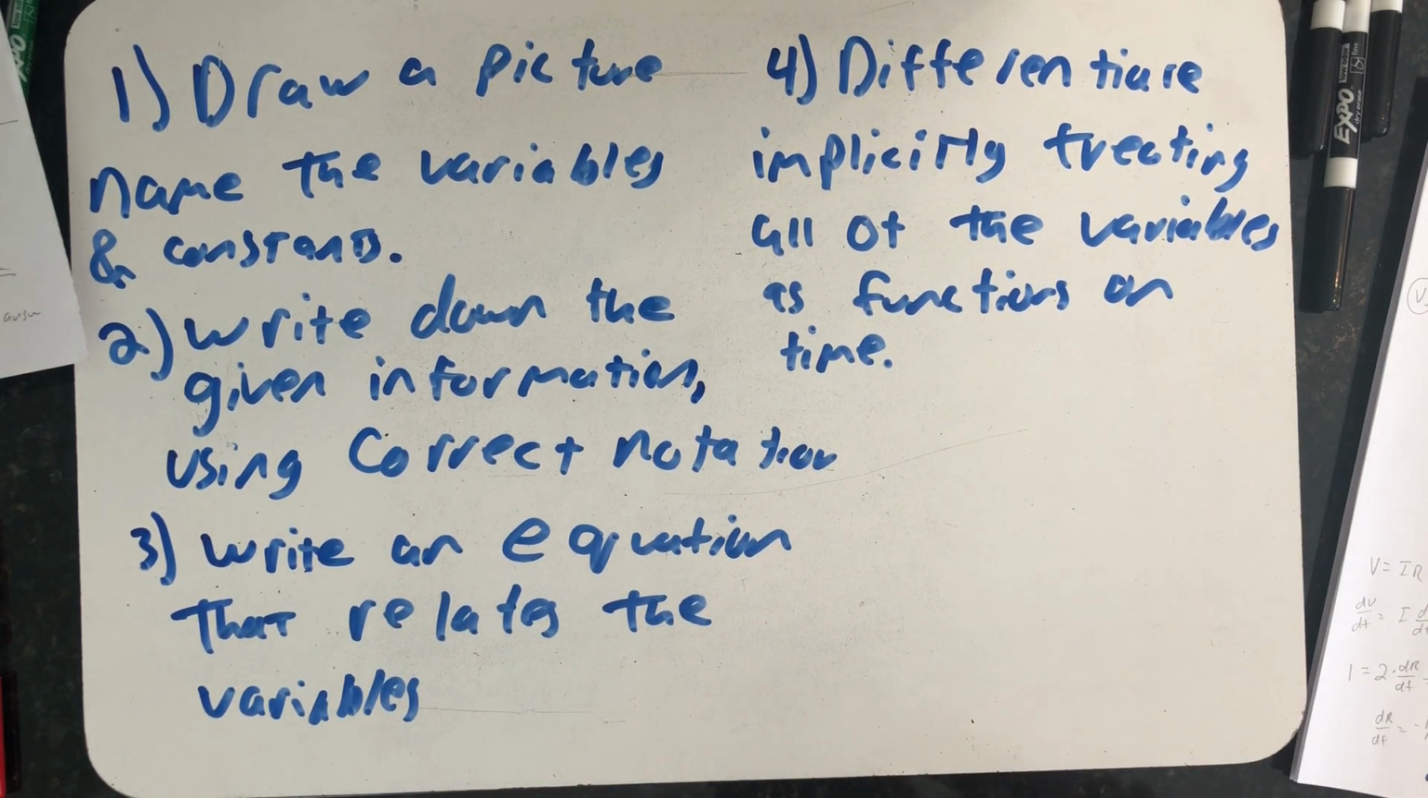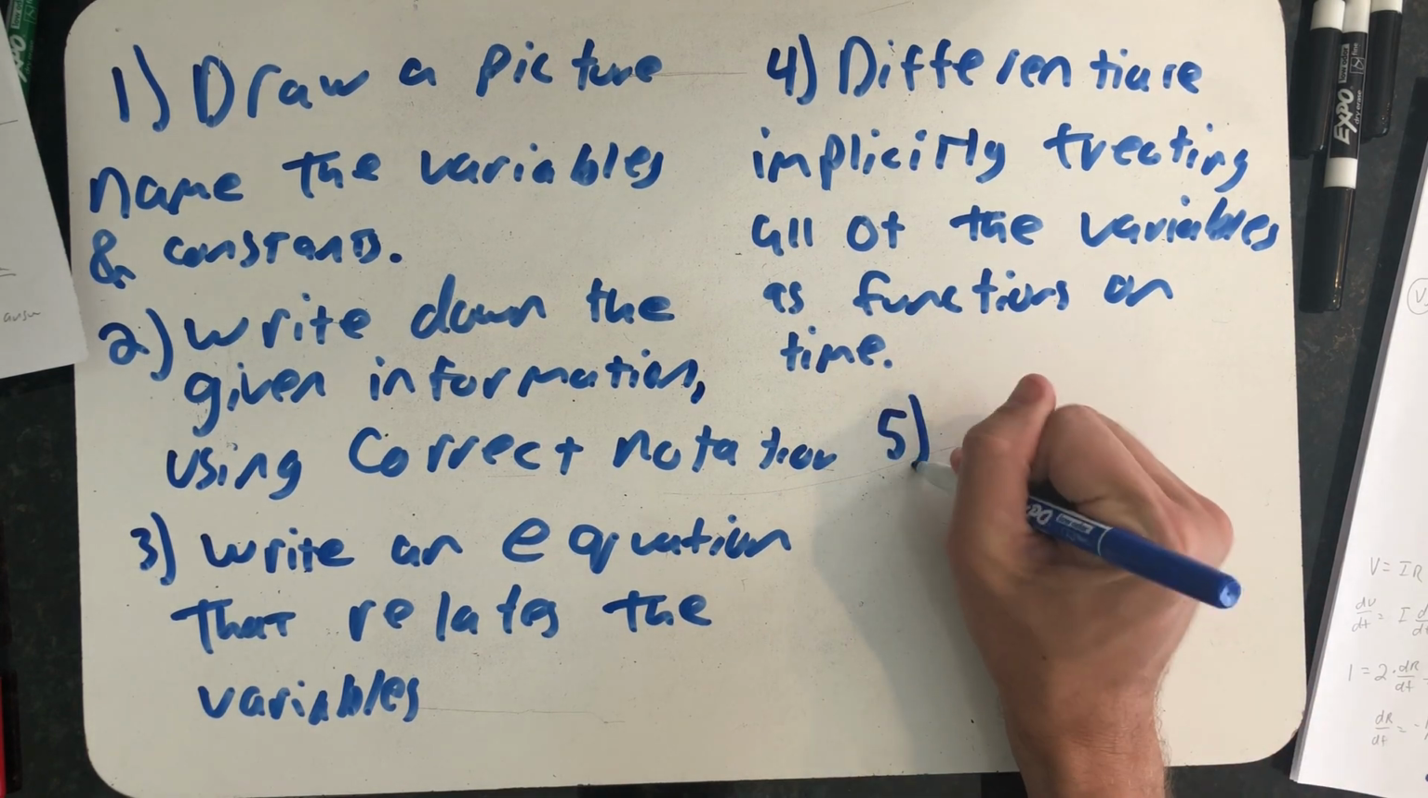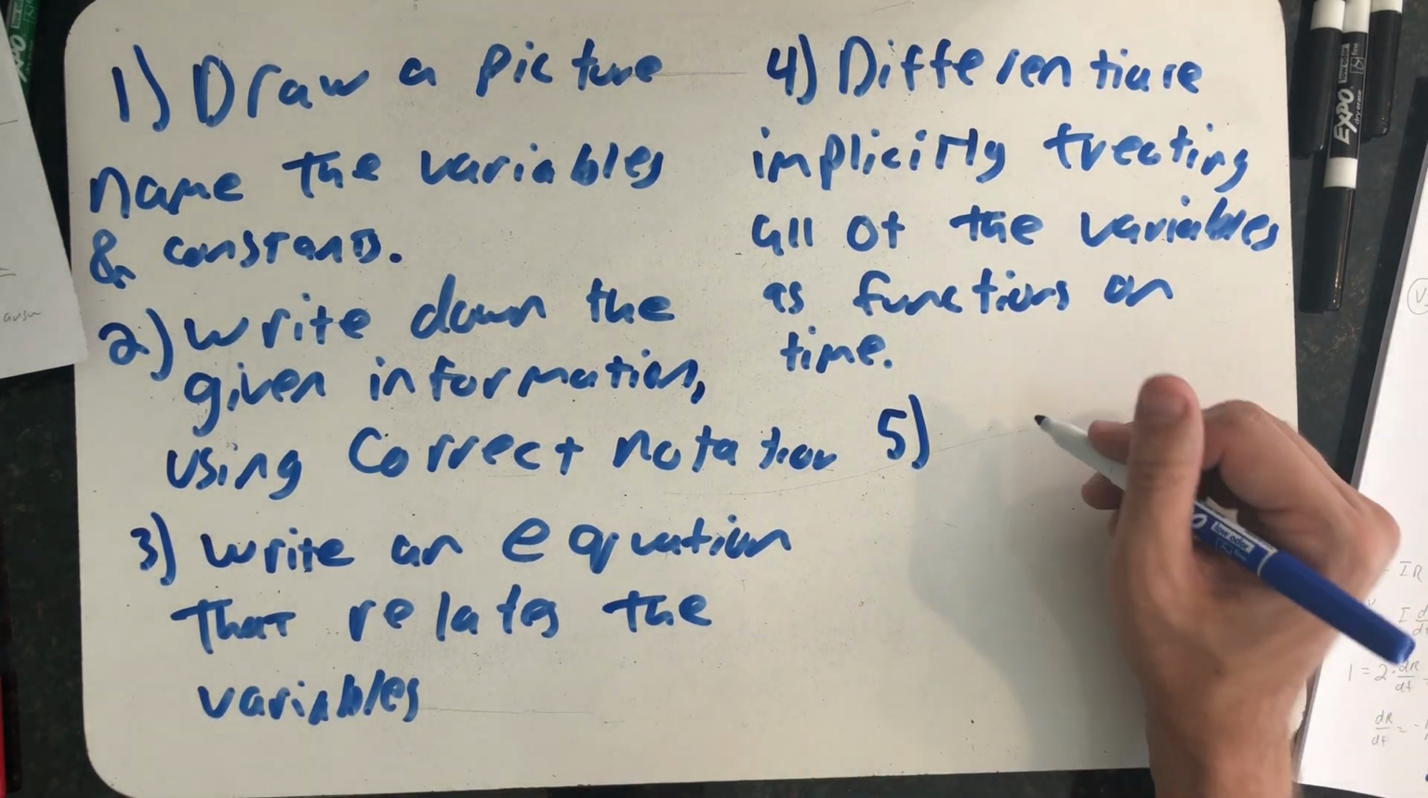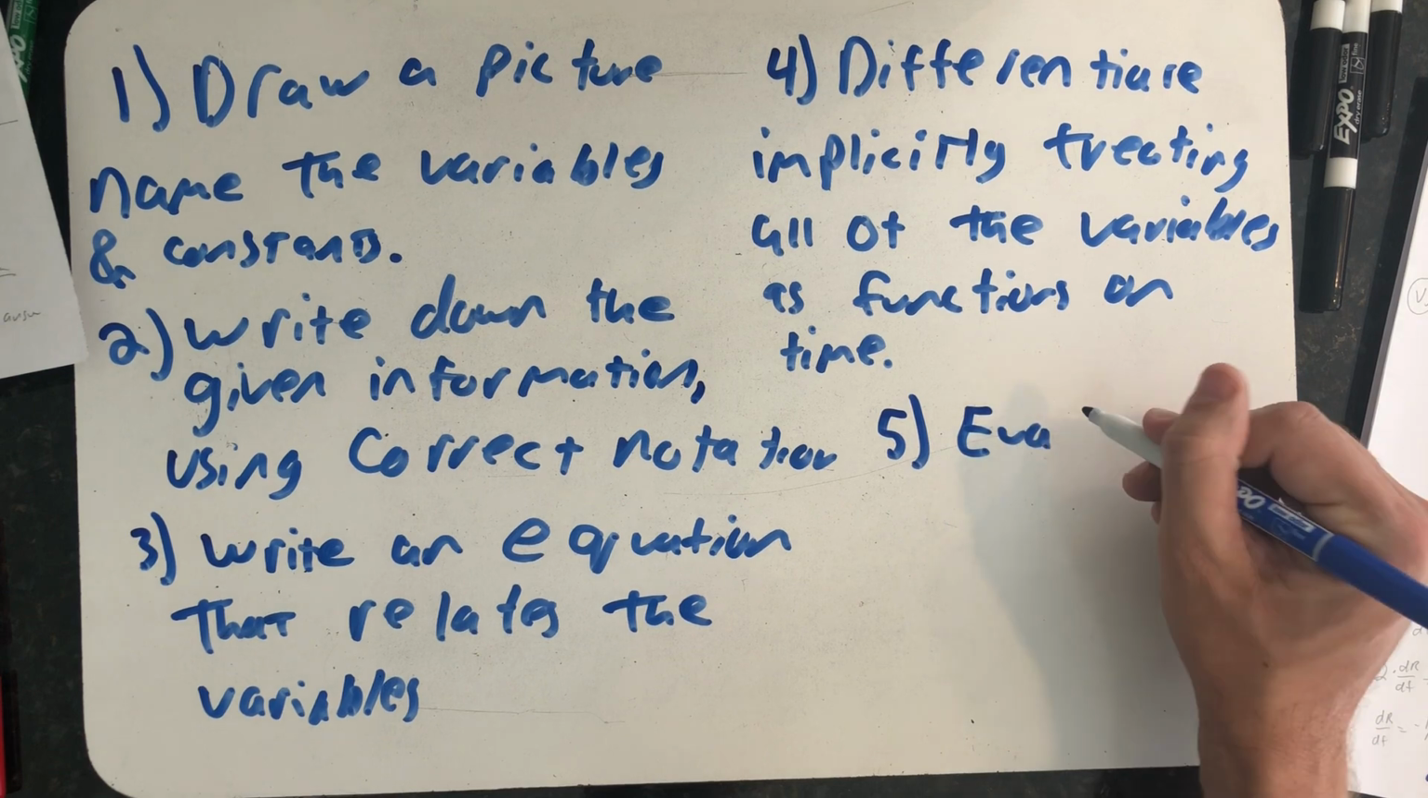If we're told one of them is constant, then we know its rate of change is 0. So we could just differentiate it using the constant rule. If we're not told it's constant, we have to assume it's changing. Finally, after we have our derivative, we can evaluate and state a final answer.